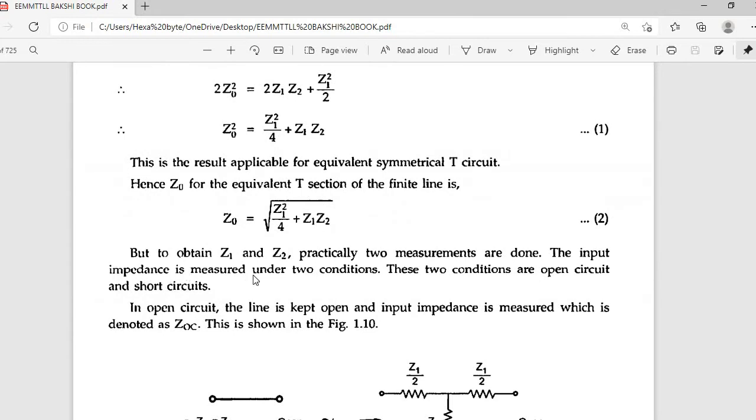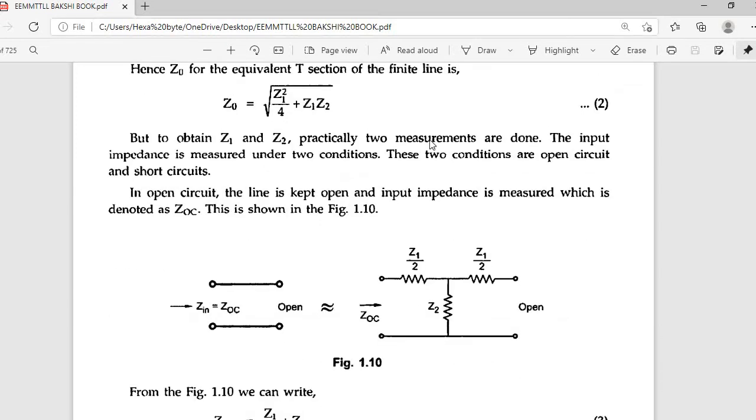But practically, Z1 and Z2 are found from two measurements. The input impedance is measured under two conditions: open circuit and short circuit. Let's see what happens in open circuit. In open circuit, the line is kept open and the input impedance is measured, which is denoted as ZOC. So in the open case, Zin is equal to ZOC. This is the open circuit case.